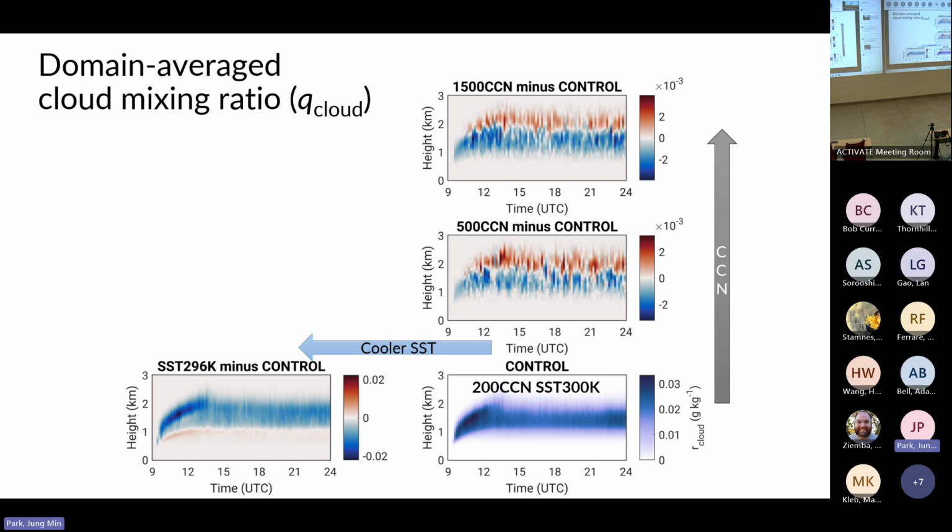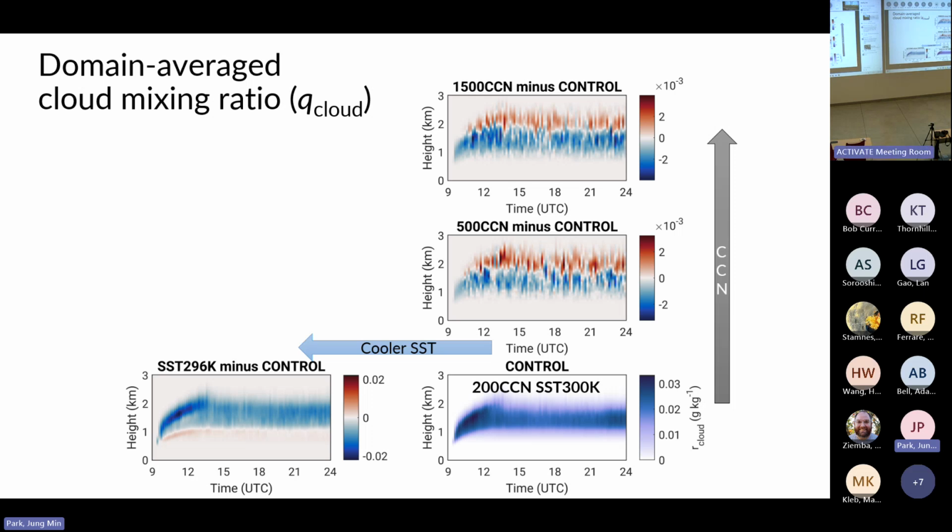shows the control simulation with the lowest CCN and high SST here at the bottom right corner. From here to its north, as you go up, initial CCN concentration increases from 200 to 500 and 1500. And if you go to the west, SST is decreasing by 4 Kelvin. Again, we have more simulations with more subtle changes in SST and CCN, but today I only show so-called extreme cases for the sake of time and simplicity.